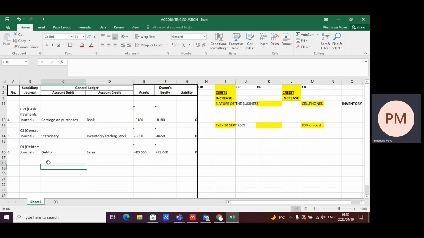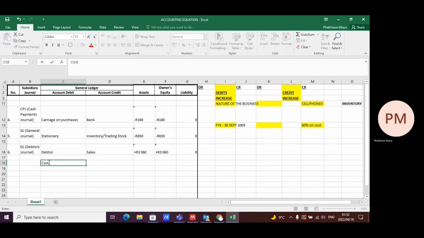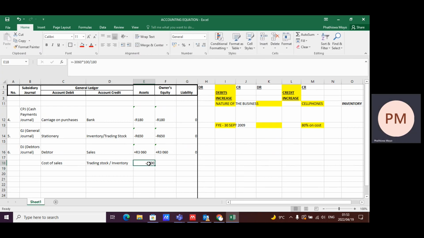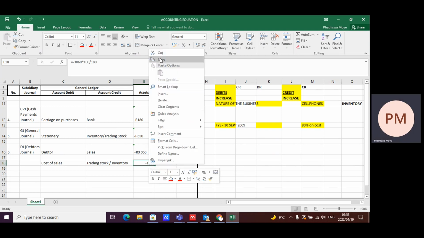Now, you know the drill. We need to do the sales cost of sales because our inventory is moving. So we have, copy the formula across.